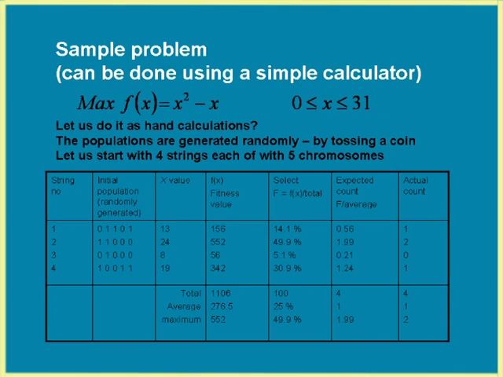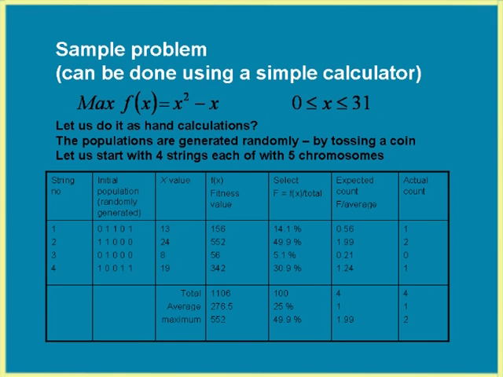So in this population, the first value constitutes 14%. This 552 constitutes almost 50%. 56 is only 5%. 344 is 30%. Now this is the probability of selection. Now these selected values, if I take the total, it is 100%. Right? And then the average is 20.